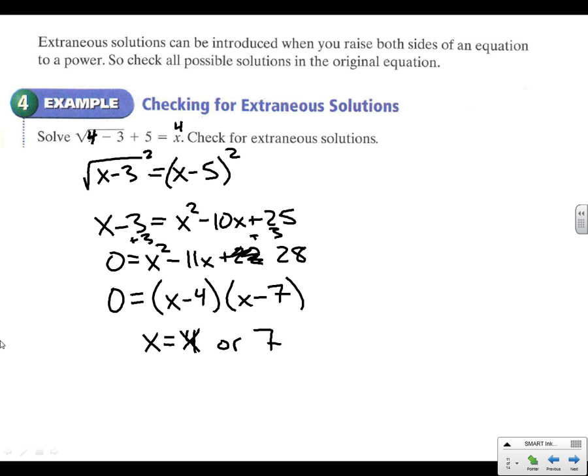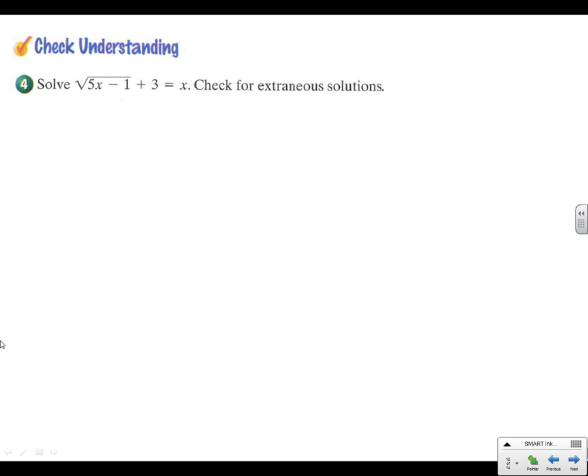Let's check the 7. What happens up here if we plug in 7? 7 minus 3 is 4. The square root of 4 is 2. What's 2 plus 5? 7. Okay, so the 7 works out. The 4 did not, so the 4 is an extraneous solution. All right, see if you can solve number 4 and make sure to check for those extraneous solutions.